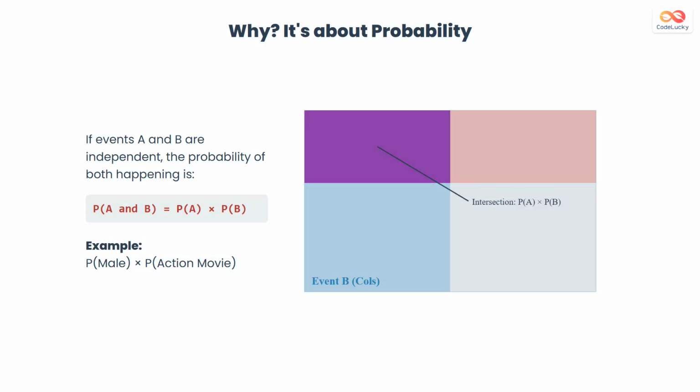Think back to basic probability. If two events, A and B, are independent, the probability of them happening together is just the probability of A times the probability of B. In our diagram, if the red row represents event A and the blue column represents event B, their overlap is determined purely by their individual sizes.